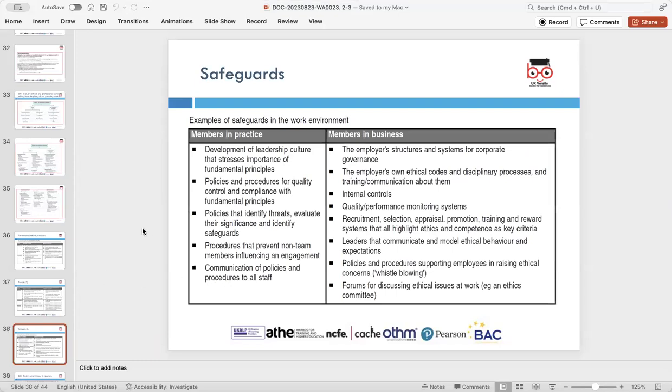Safeguards. We're talking about safeguards.